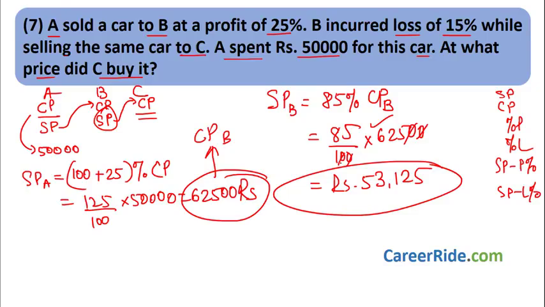Now here the calculation might look lengthy, but since the sum is easy, the calculation given by the examiner in the exam is a little bit lengthy or tedious to calculate. But if you learn simplification and practice more, you will be able to calculate faster. So the answer is 53,125. That means C bought the car for 53,125 rupees.